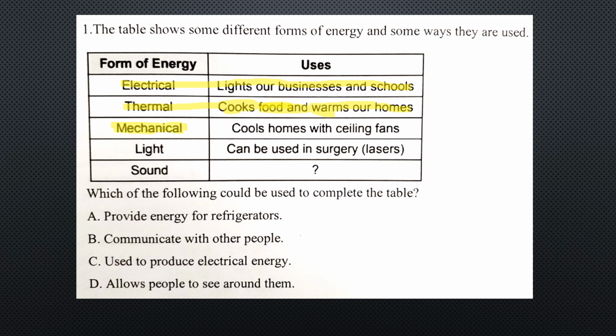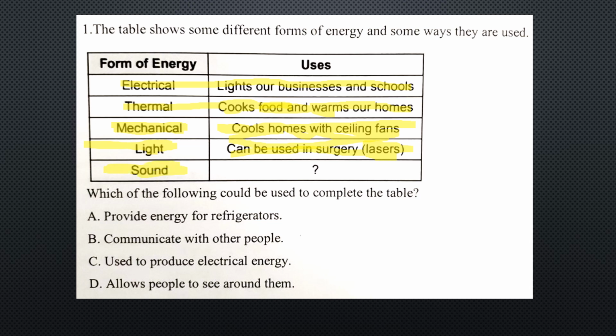Mechanical energy: M for mechanical, M for movement. It will cool homes from ceiling fans, because ceiling fans move. Light energy can be used in surgery, such as lasers. Sound energy. What can be some of the uses for sound energy?